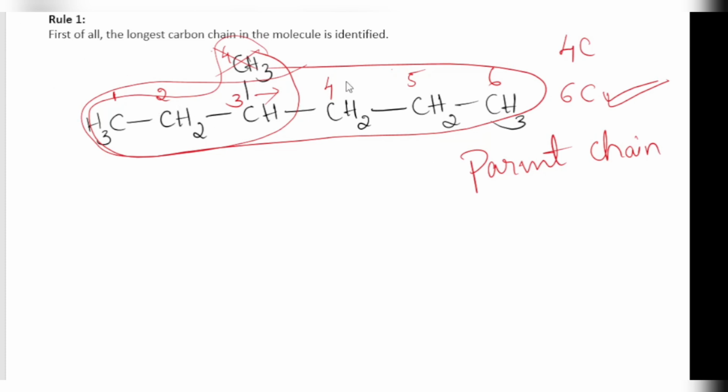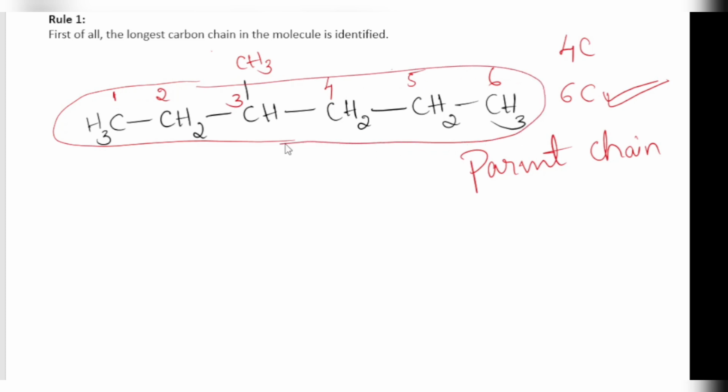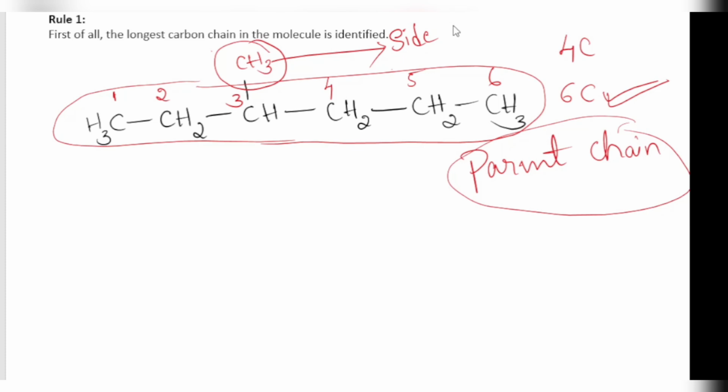And in this molecule, what we have to do is, here a CH3 group is there, right, like this. We have already discussed that we have to take this as the principal chain or parent chain. But what is the name for this group? That is a methyl group. We have to name it as a side chain. This is called a side chain.